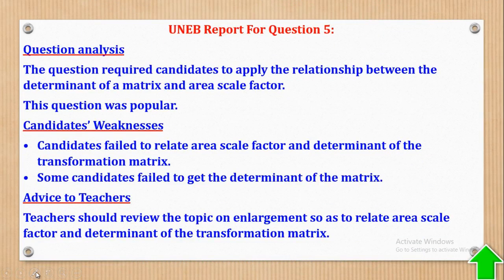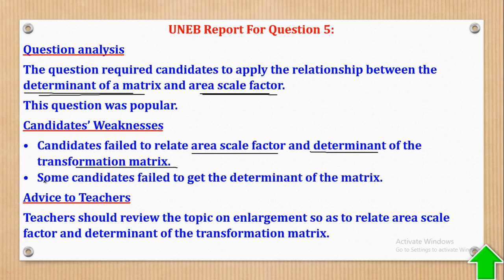So this is the report on question 5, and the question analysis is that the question required candidates to apply the relationship between the determinant of a matrix and area scale factor. So always remember that the determinant of a matrix is equal to area of image over area of object. The question was popular, and the candidates' weakness is that candidates failed to relate area scale factor to the determinant of a transformation matrix. So always remember that area scale factor is equal to the determinant, and if the determinant is negative, you have to use the absolute value. In this case it was positive.